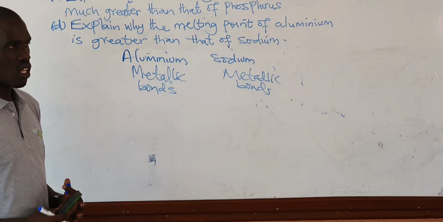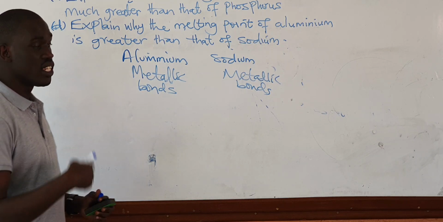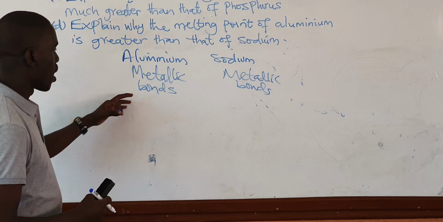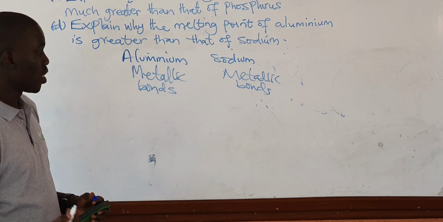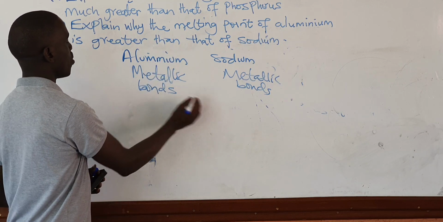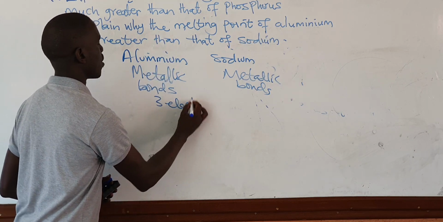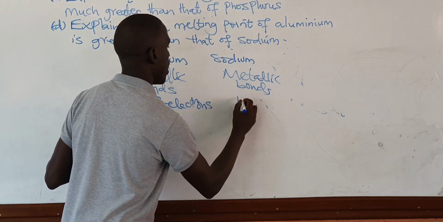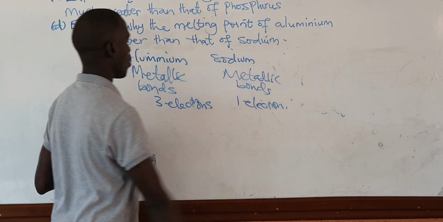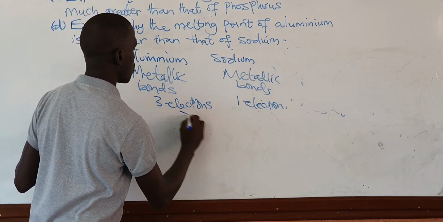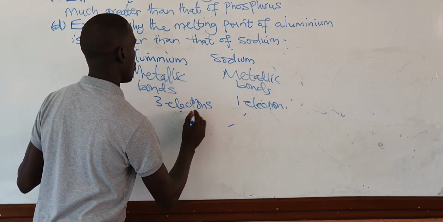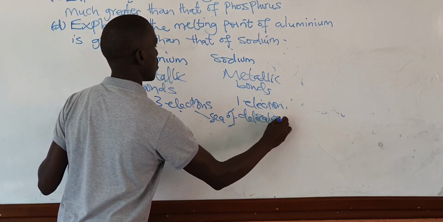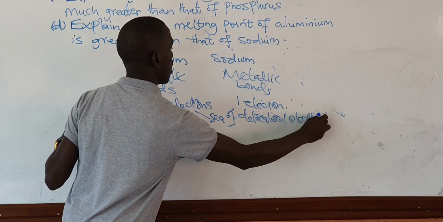But now what determines the strength of the metallic bonds here? It is the number of electrons that each of the atoms contribute to the sea of delocalized electrons. So aluminium contributes 3 electrons, and then sodium contributes 1 electron. Each atom contributes 1 electron. This is to the sea of delocalized electrons.